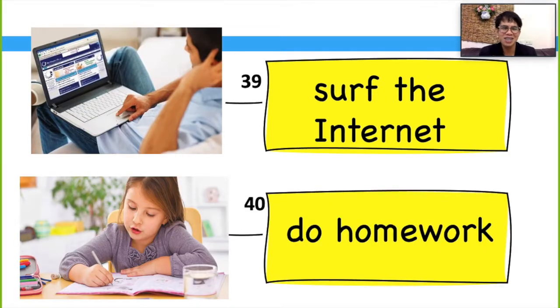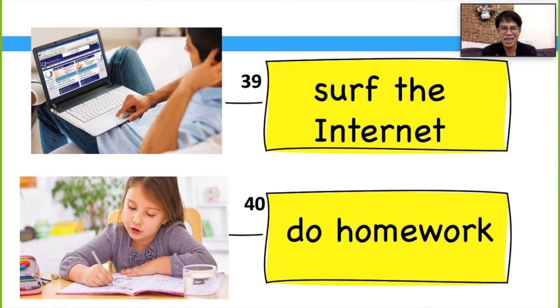Number 39, surf the internet. Alright, surf the internet. When we say surf the internet, it means you go and use the internet online. You surf it. Okay, you type something. Okay, and then you search it. You search it on the internet.